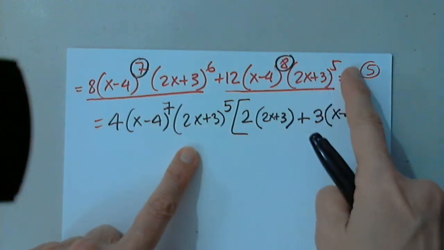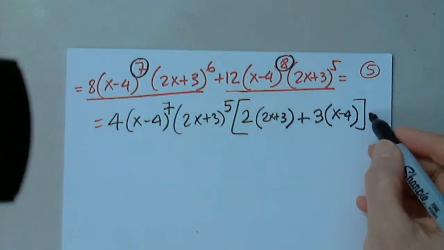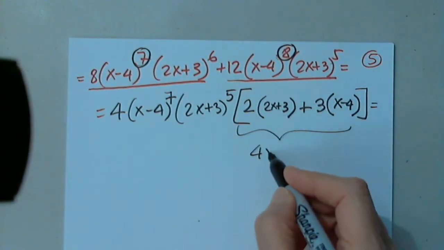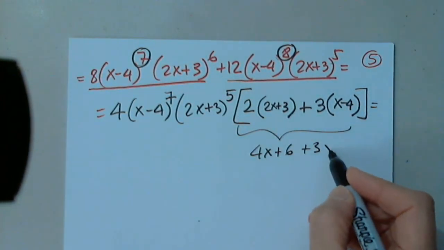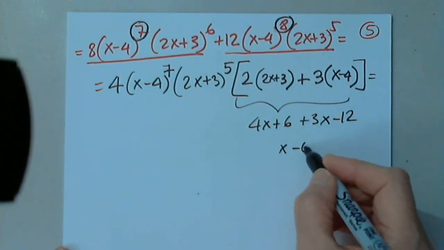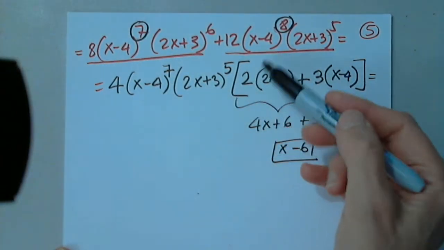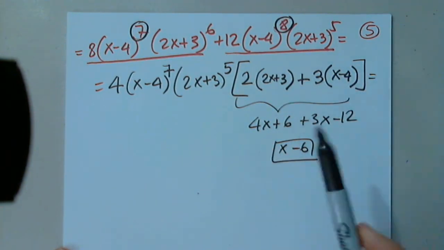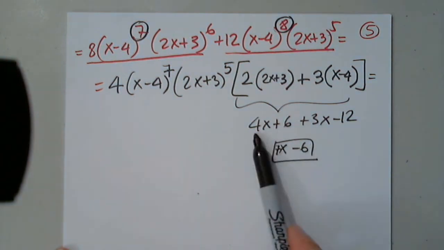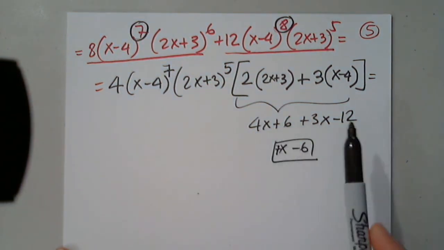And 2x plus 3 to the 5th power. Done. So now we are going to combine these. 4x plus 6 plus 3x minus 12. So this will be x minus 6. All this factor will change. 7x minus 6. 4x plus 3x, 7x minus 6.